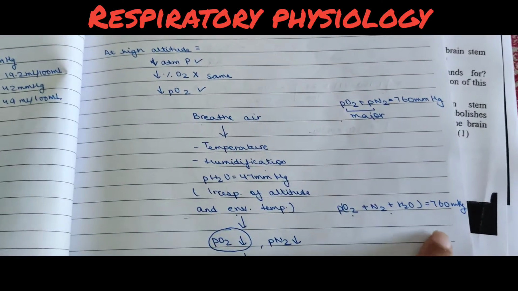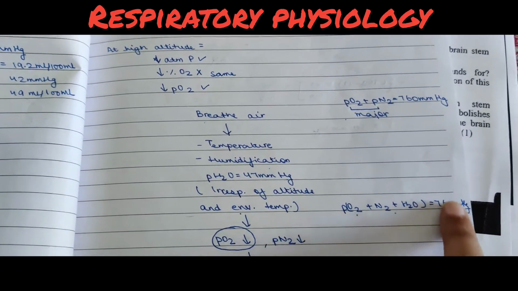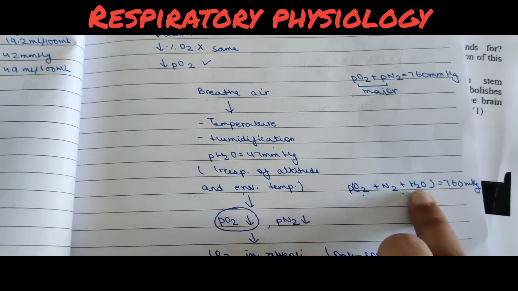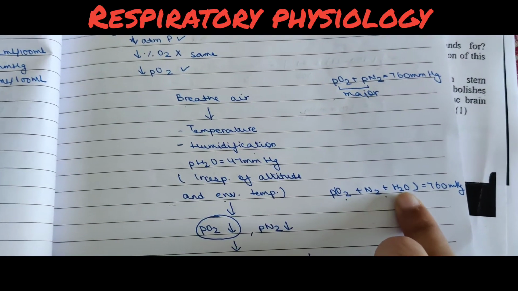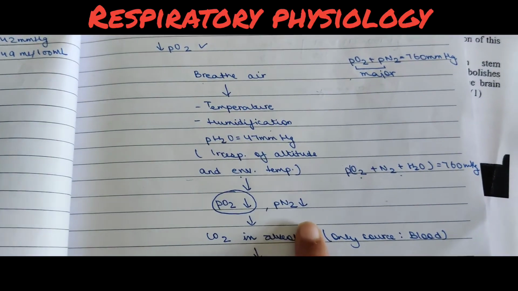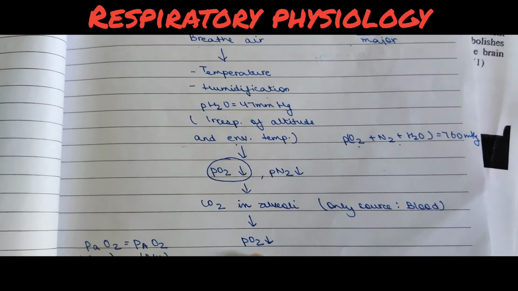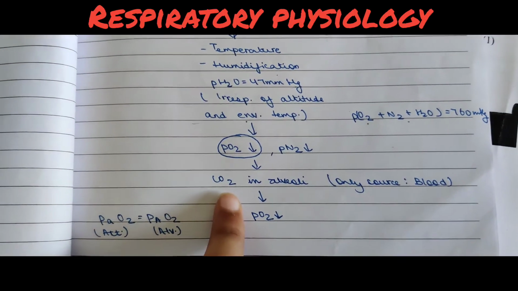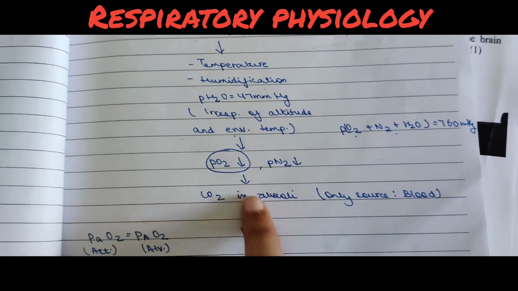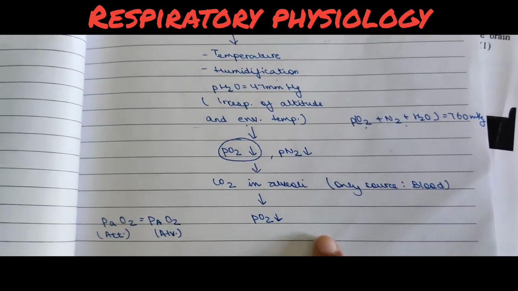At high altitude, this PO2 will decrease and this total will also decrease. Okay, so how to understand this is that pressure of H2O will remain same and this total pressure will decrease. So PO2 and PN2 will decrease, but the more decrease will be seen in level of oxygen. So there will be more carbon dioxide in the alveoli whose only source is blood, and this increase in carbon dioxide will further decrease the PO2.